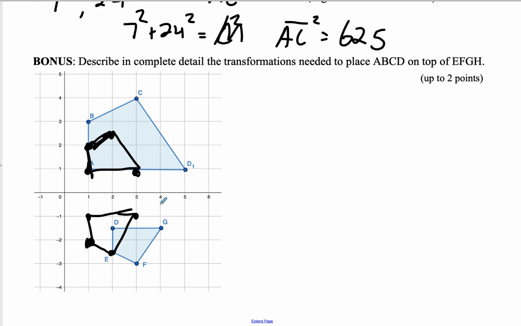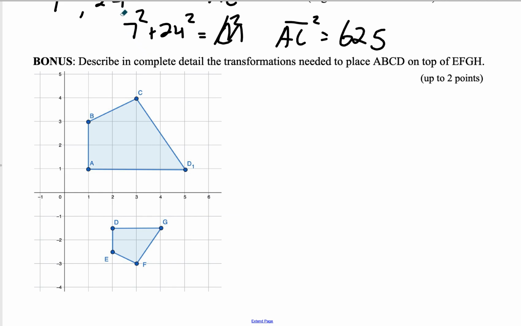And then translate either by the vector 1, negative 1/2, or translate over 1 and down by a half. That's another way I saw it done, and it was mainly just a transition of those. Here's one last one that I liked.